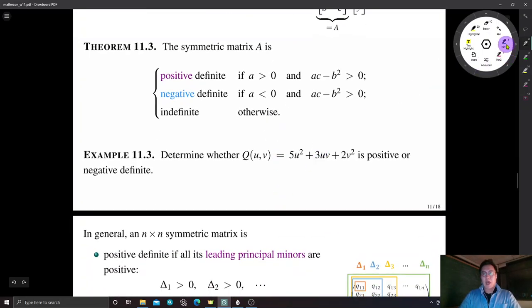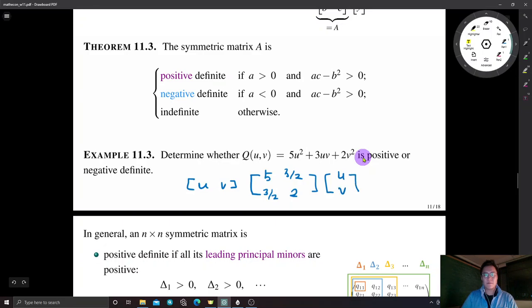Alright, so using that, we can easily determine whether the given quadratic form is positive or negative definite. So whether that takes a positive value or negative value. So now I use the other variables u and v, but it does not matter. It is a quadratic form. Every term has degree 2. So its matrix form is uv, 5, 3 halves, 3 halves, 2, and then uv. Okay, so the leading entry is positive.